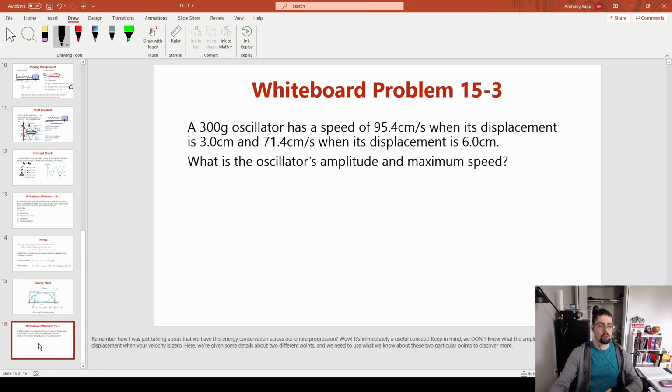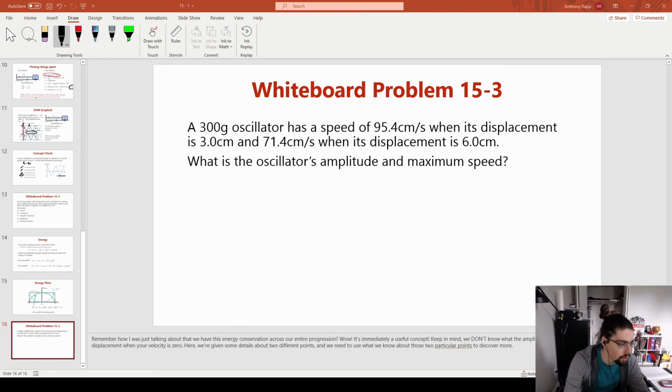So I've got one last question for you here. Think about it a little bit. A 300-gram oscillator has a speed of 95.4 centimeters per second when its displacement is 3 centimeters. State 1, we've got a velocity, we've got a displacement. State 2, 71.4 centimeters per second when its displacement is 6 centimeters. What is the amplitude and maximum speed of this oscillator? I want you to take the next 4 or 5 minutes to work on this one, and then we'll come back together and see what you got.